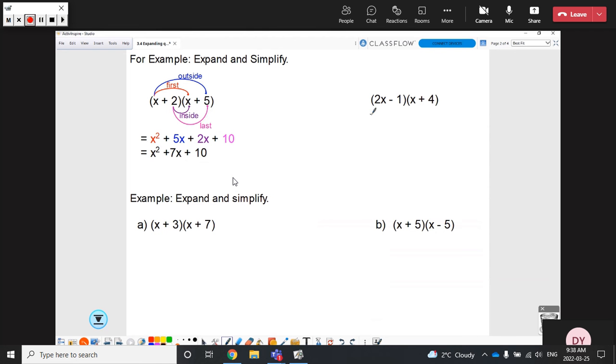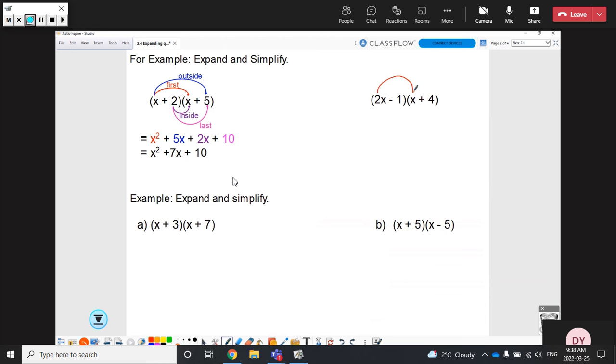So in this particular polynomial, we have 2x minus 1 and x plus 4. So when I look at the terms here, I'm thinking, okay, 2x, I'm thinking negative 1, I'm thinking 1x, and I'm thinking 4. So FOIL will be first terms. Here we go.